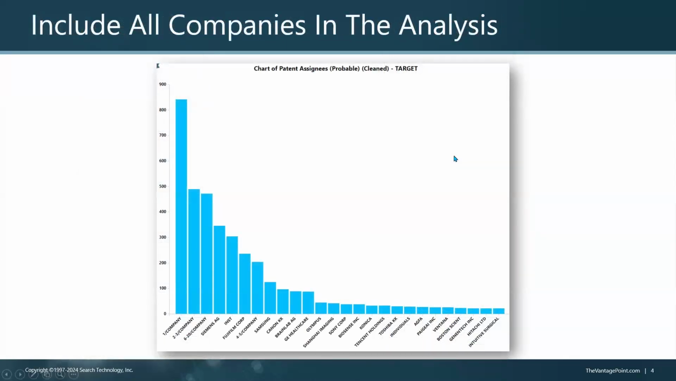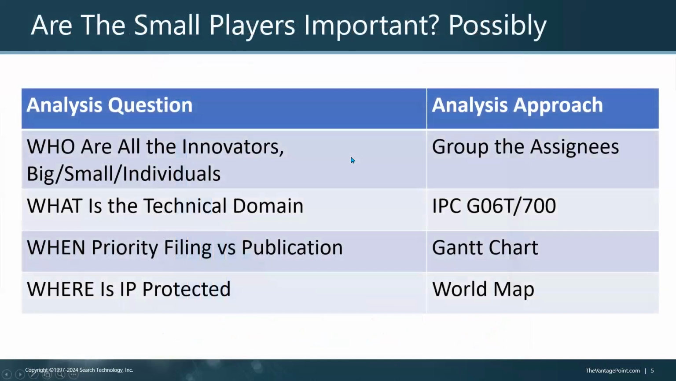Now, this is what we want. We don't want that long tail. We want to have our companies and so forth in the data. If we think about this, the small players are very important. Who are all the innovators? And the analysis is going to allow us to keep the big and the small together.